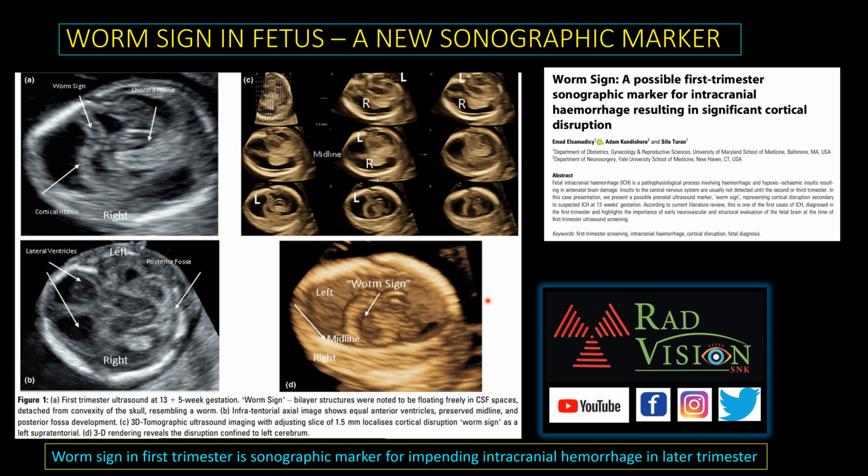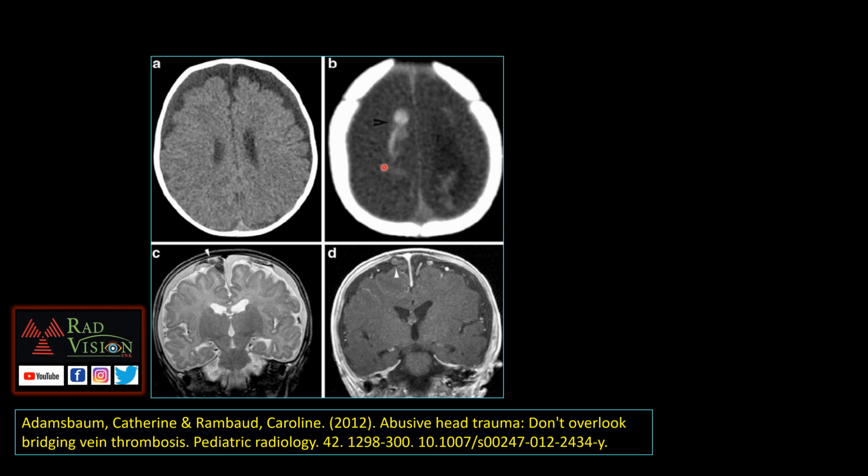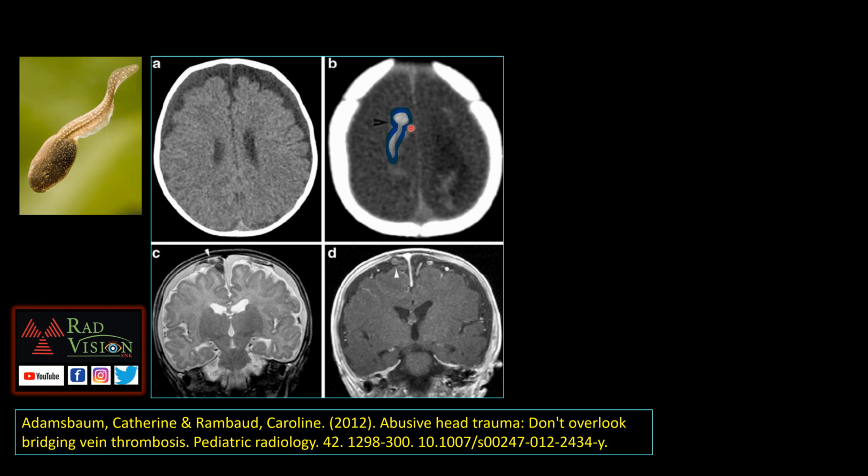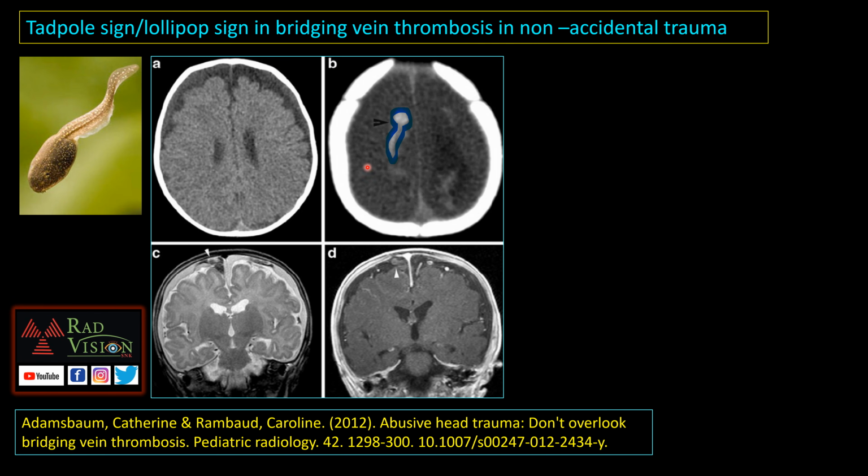Next case, you can see this is the last case. Here this is a case of non-accidental trauma where you can see there is a bridging vein thrombosis. This is the thrombus of the bridging vein with hemorrhage at the end of the bridging vein. This typically mimics a tadpole. So this is called the tadpole sign in bridging vein thrombosis seen in non-accidental trauma. This also mimics a lollipop. So remember, tadpole sign or lollipop sign in bridging vein thrombosis in non-accidental trauma.